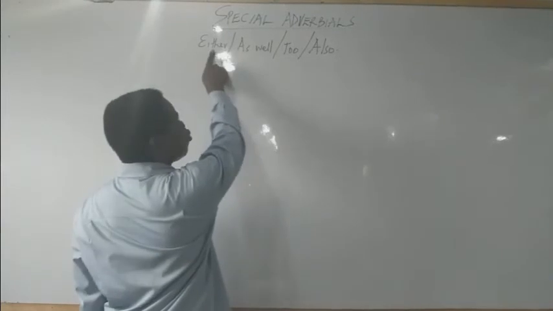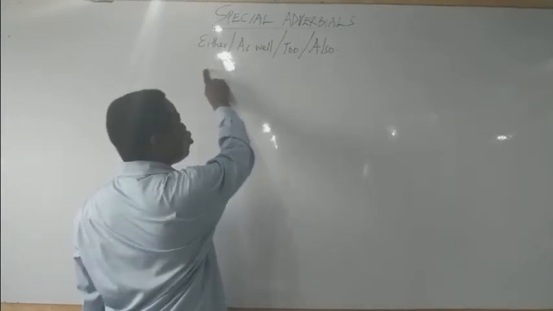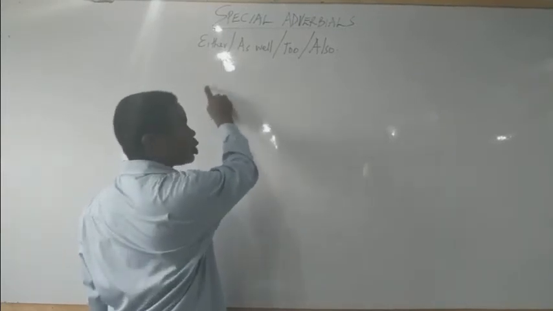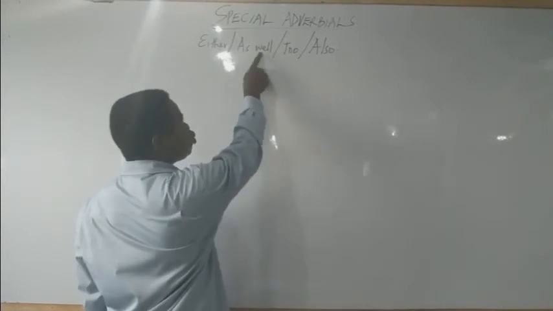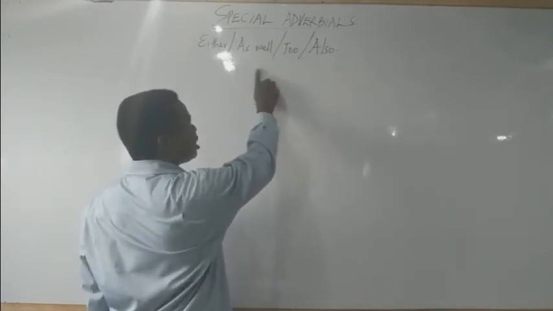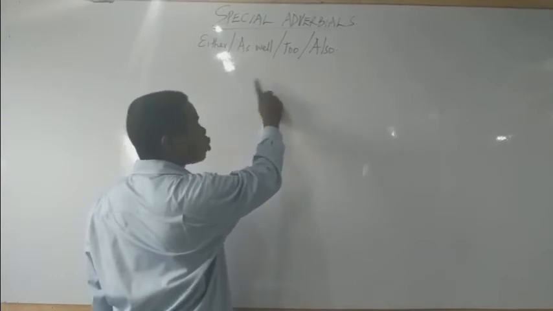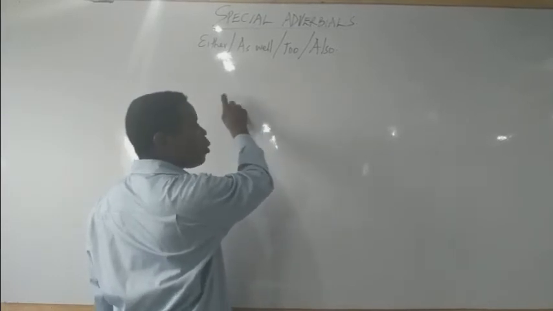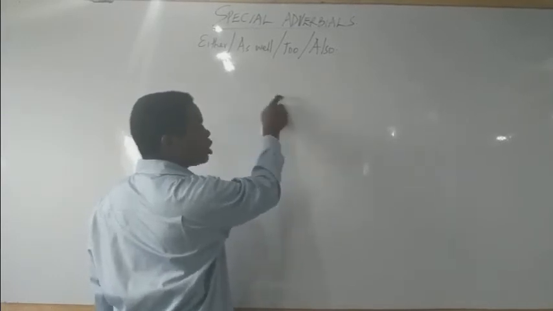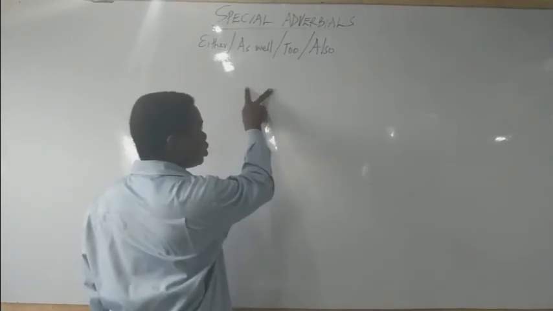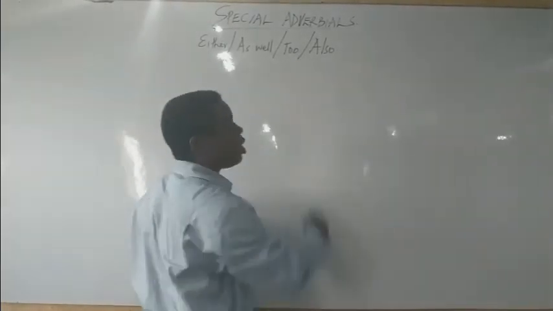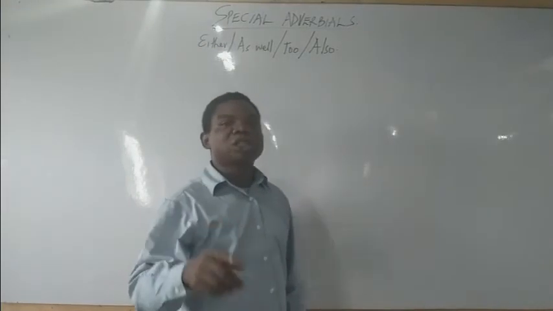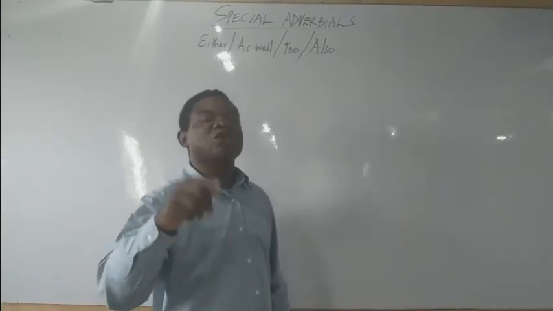But either will end a sentence how? Where you have two clauses in which the two clauses are both what? Negative. As well and too can end a sentence where you have two clauses in which the first is positive while the second is what? Negative, or where the two clauses are both what? Positive. But also cannot function at the end of a sentence.